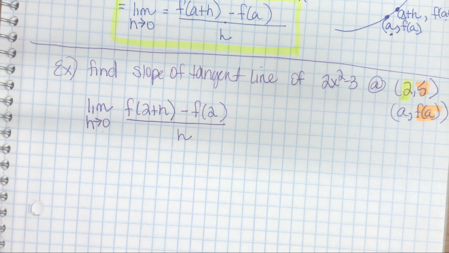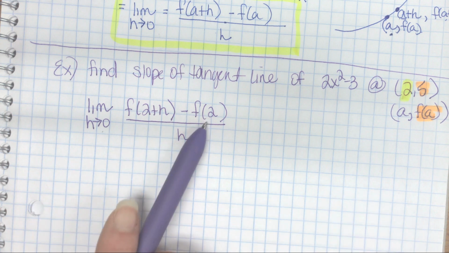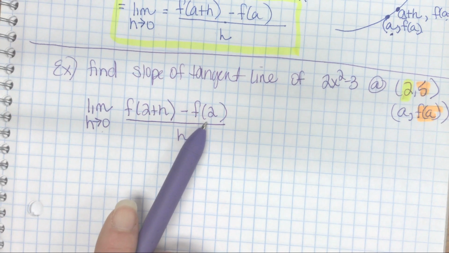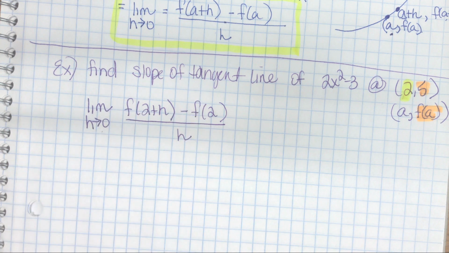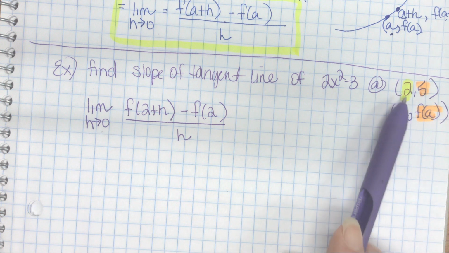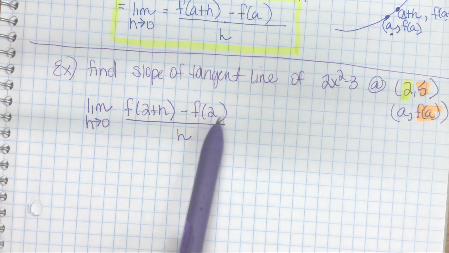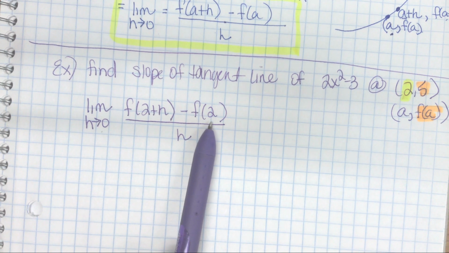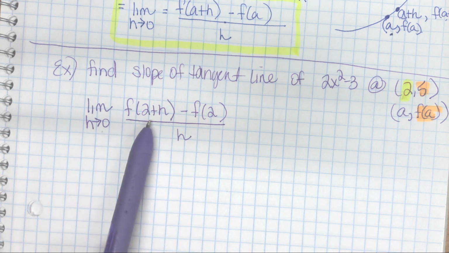I'm going to put it right here, it is going to be 5. I'm just writing the slope formula out, okay? Yes, but you are right. My a is 2, and my f of a, I'm going to take that out and put 5 in its spot in a second. I am not going to do that here because I don't know what 2 plus h is, okay?